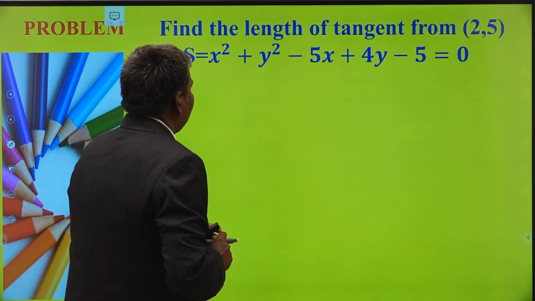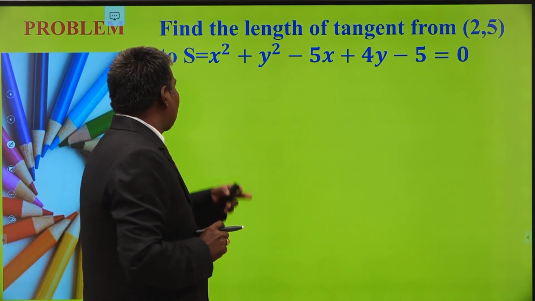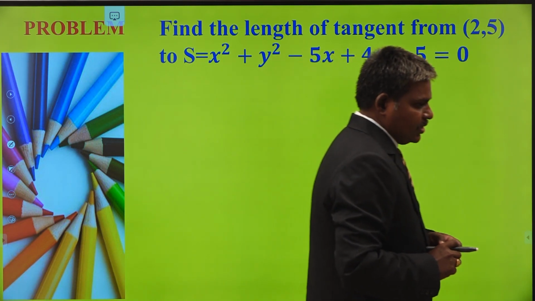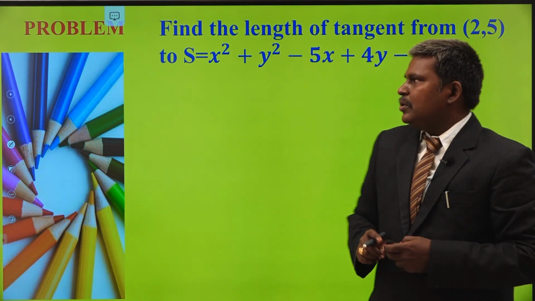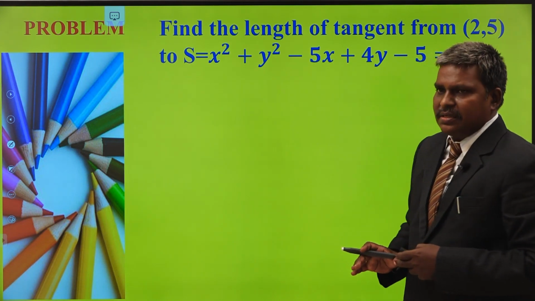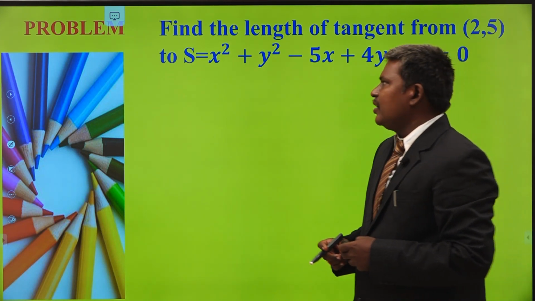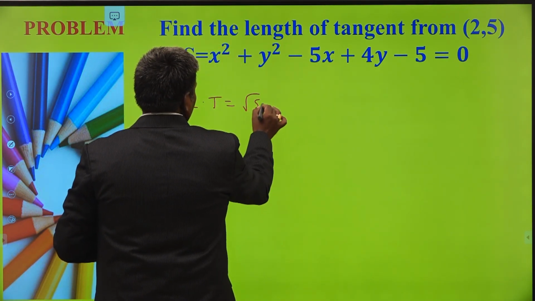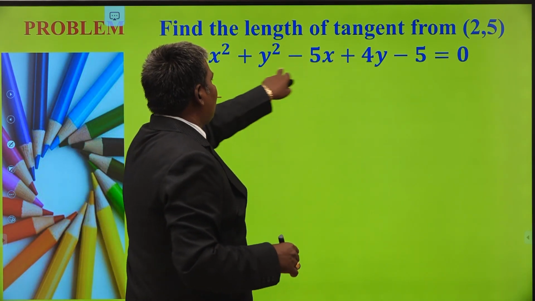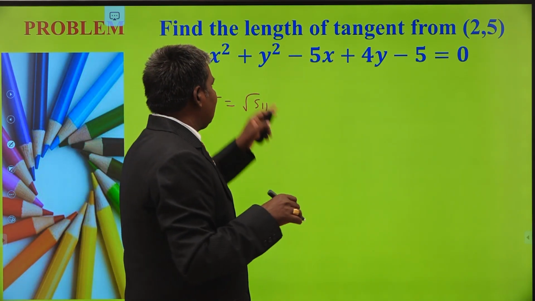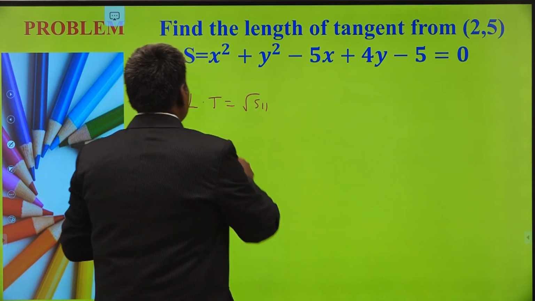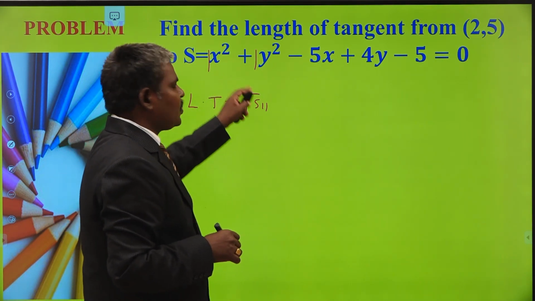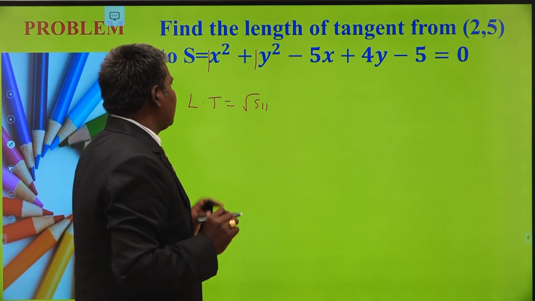See the problem. Find the length of tangent from (2, 5) to the circle x square plus y square minus 5x plus 4y minus 5 is equal to 0. So how to find the length of tangent? The length of tangent formula is what? Root S11. So length of tangent is equal to root S11. How to obtain S11? Just substitute the point in the circle. When you substitute the point in the circle equation, your equation of circle must be in the standard form, meaning the coefficient of x square equals the coefficient of y square and must be equal to 1. Is it 1 or not? Yes. There is no change to the equation.